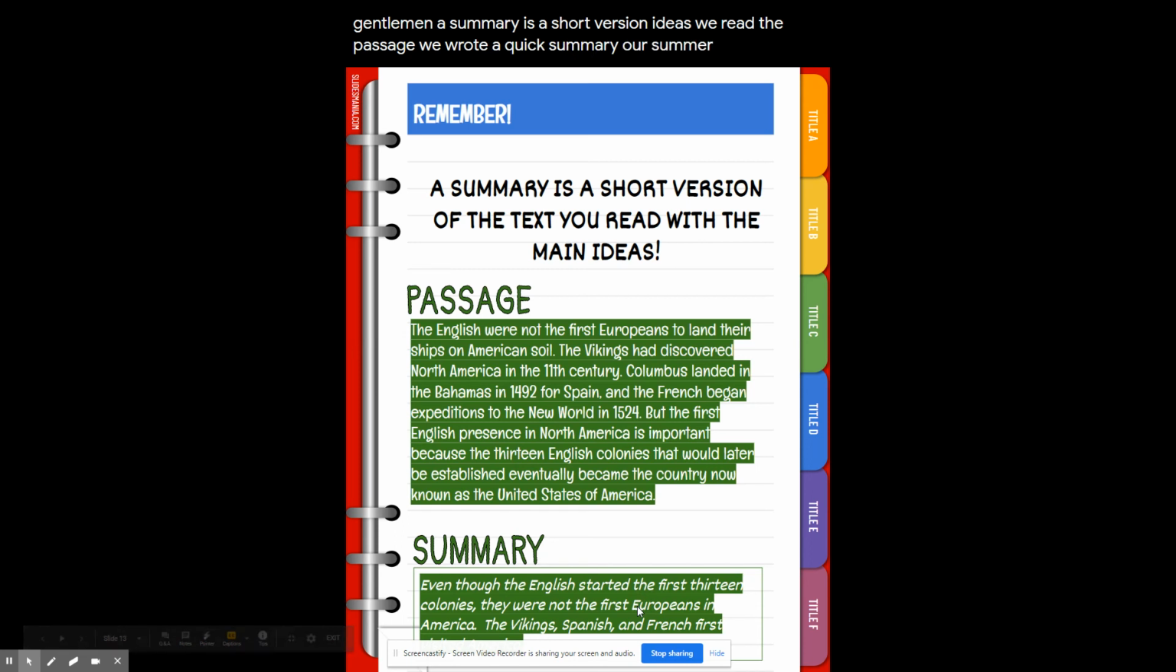Our summary was one sentence. The passage was a lot of sentences. Let's see, it was 1, 2, 3, 4, 5 sentences. Our summary was one. Ladies and gentlemen, a summary is simply stating the main idea, the main information from something you read.